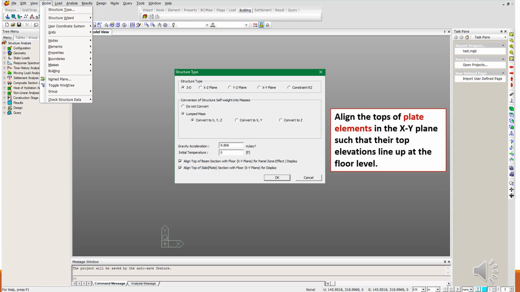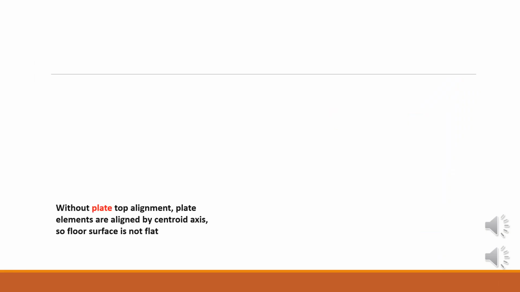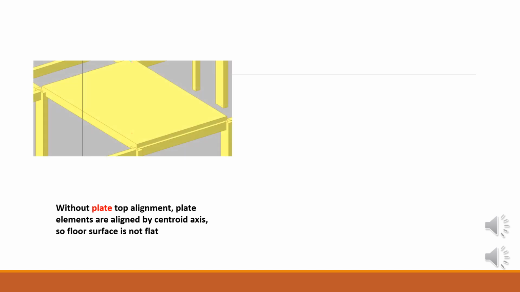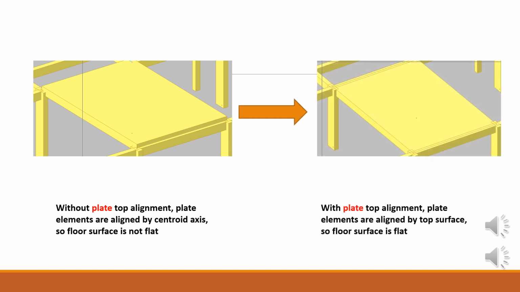Align the tops of plate elements in the xy plane such that their top elevations line up at the floor level. Without plate top alignment, plate elements are aligned by centroid axis, so floor surface is not flat. With plate top alignment, plate elements are aligned by top surface, so floor surface is flat.